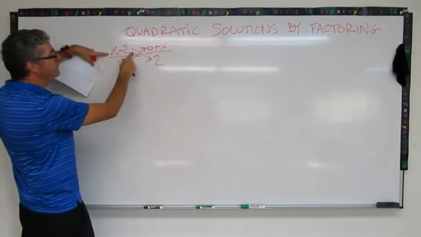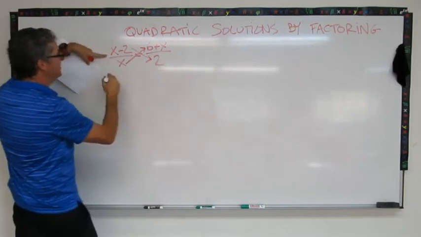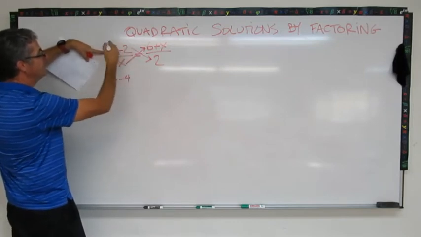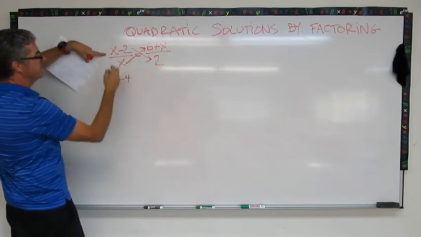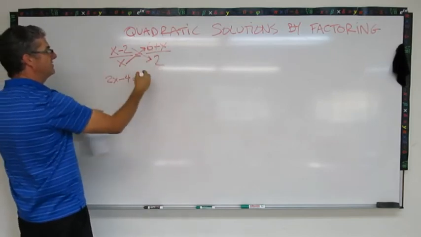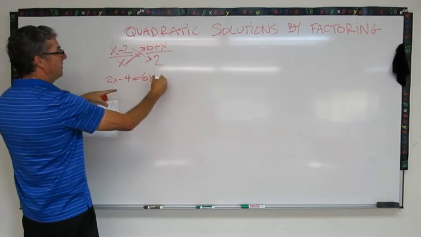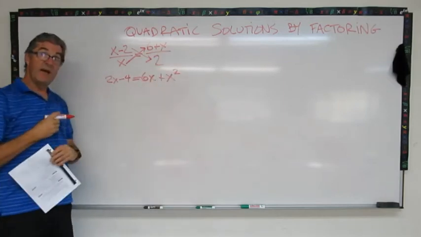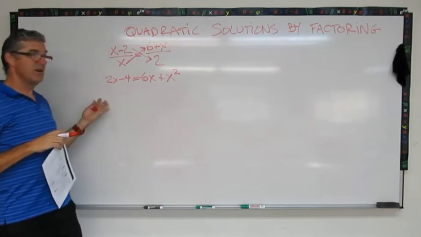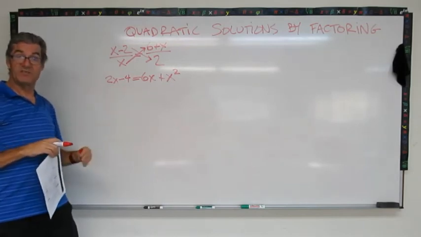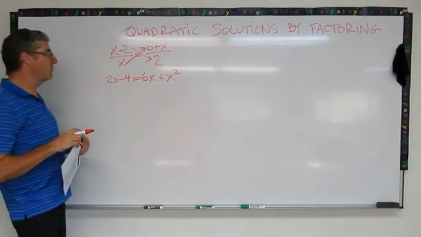X minus 2 times 2 is going to give us 2x minus 4. I'm doing my distributive property, 2 times each of those terms. And then x, put my equals, x times 6 is 6x plus x times x is x squared. So now we have a problem that looks kind of familiar. You should be able to take this the rest of the way. If you want to do that, pause the video. Okay, let's see how it went.